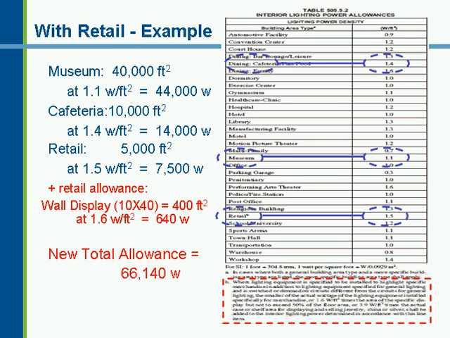So let's look at an example with this retail allowance. It's the same example we looked at before, but in this case, in the retail 5,000 square foot space, we have some wall display. Let's say it's 10 by 40, 400 square feet at 1.6 watts per square foot. We get an additional 640 watts. Add that to your initial value, get a new total of 66,140 watts. And the red dotted line there in the corner is the footnote. That's where this allowance comes from. It describes where you can apply it and how it's applied.